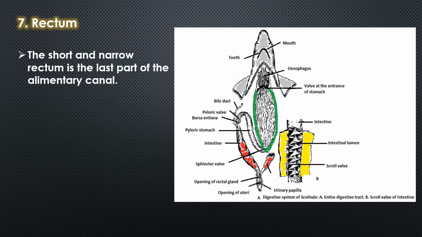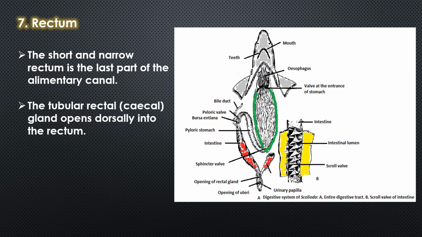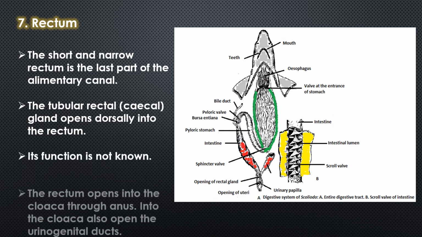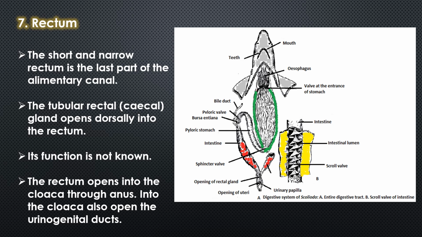The short and narrow rectum is the last part of the alimentary canal. The tubular rectal gland opens dorsally into the rectum. Its function is not known properly, but the rectum opens into the cloaca through the anus. Into the cloaca also open the urinogenital ducts.